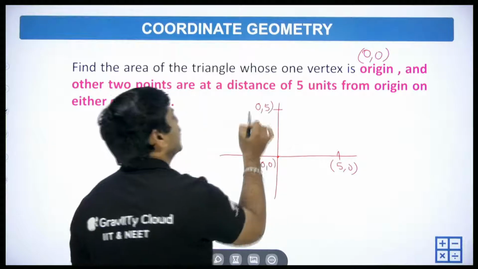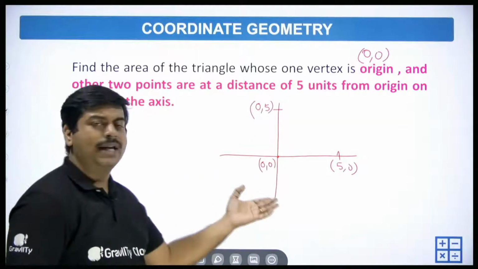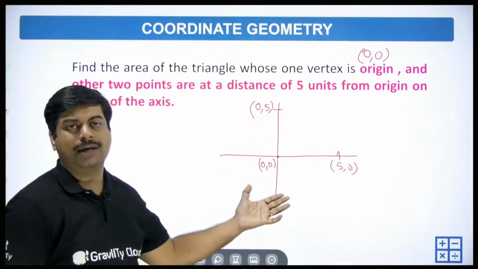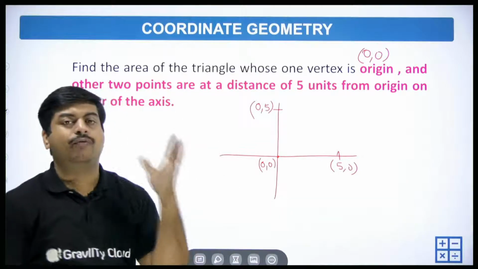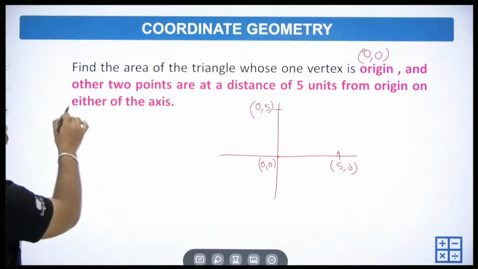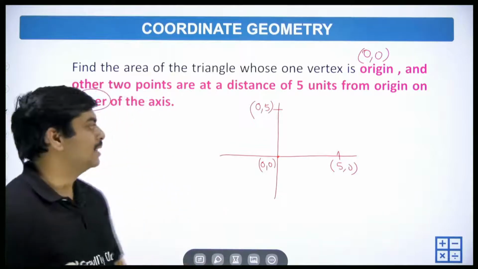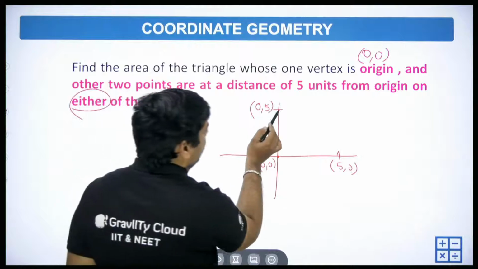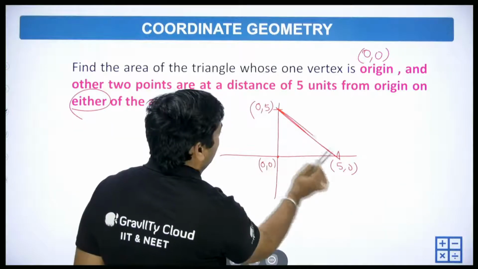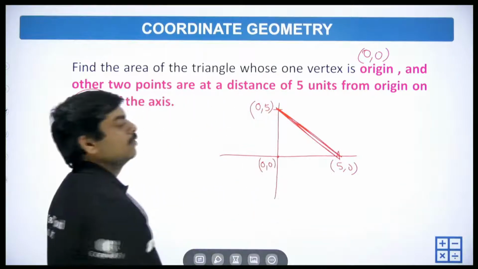And you can ask me, sir, why only here? Why not in the third quadrant, or on the negative y-axis? You can take it anywhere, but 1 point on either of the axes: 1 point on the x-axis and 1 point on the y-axis. So if you join these, this is the area of the triangle we need to find.